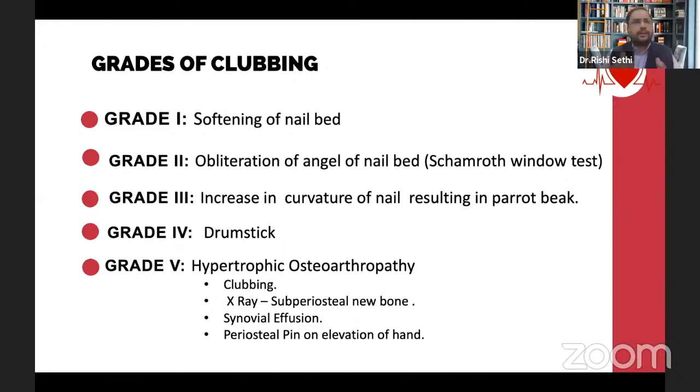Sometimes drumstick and parrot beaking are classified as grade 3 itself, and hypertrophic osteoarthropathy is taken as grade 4, but these are small nuances. Generally speaking, this can be mentioned as the grading of your clubbing.